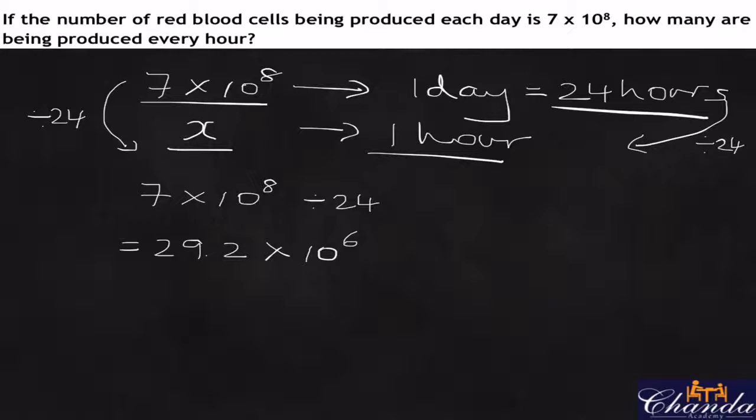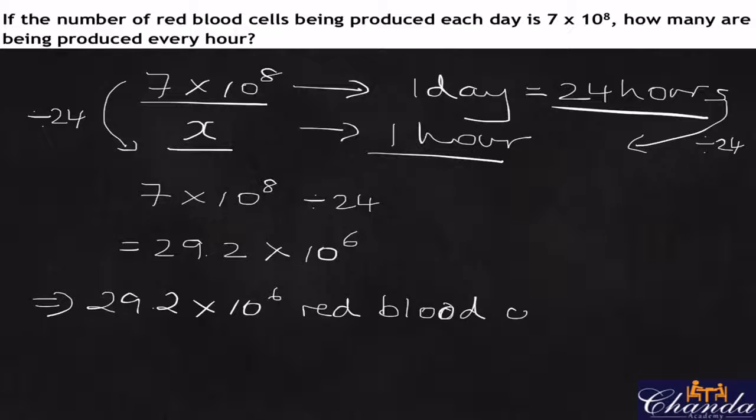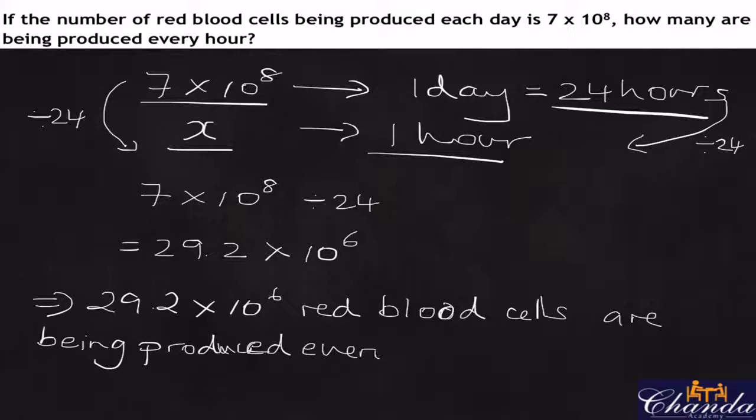Therefore, 29.2 times 10 to the power of 6 red blood cells are being produced every hour.